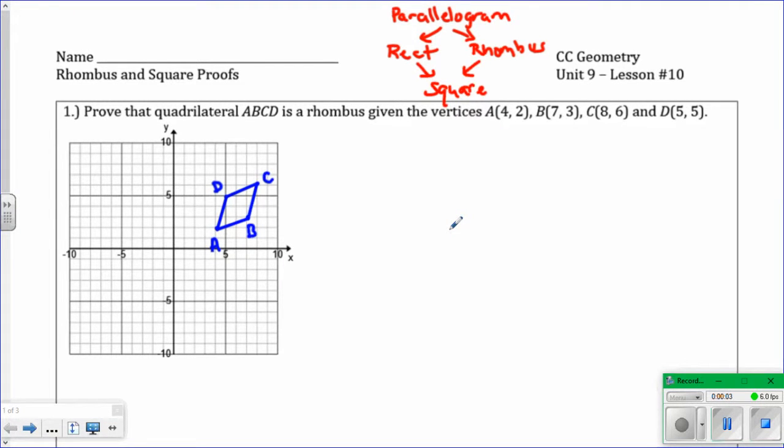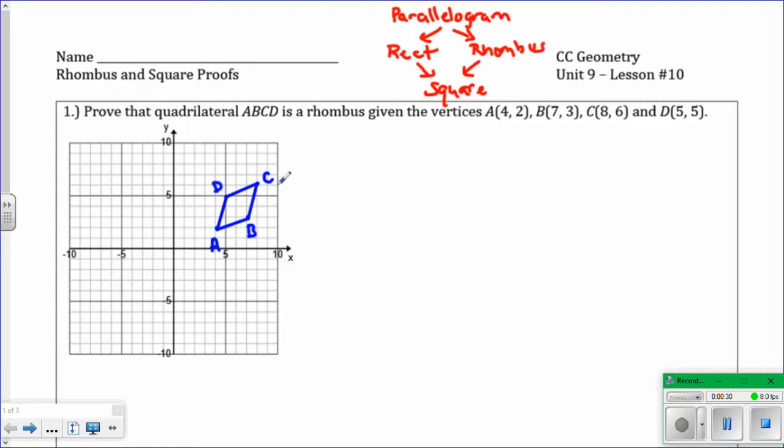So this video is going to show you how to prove that you have a rhombus. I've already graphed the rhombus in number 1. In order to do that, if you look at the flow chart at the top of the page, you can see that a parallelogram branches into a rectangle, a rhombus, and a square. Because of that, for those 3 quadrilaterals, you have to first prove that they are a parallelogram. So therefore, I'm going to first show that this rhombus is a parallelogram.